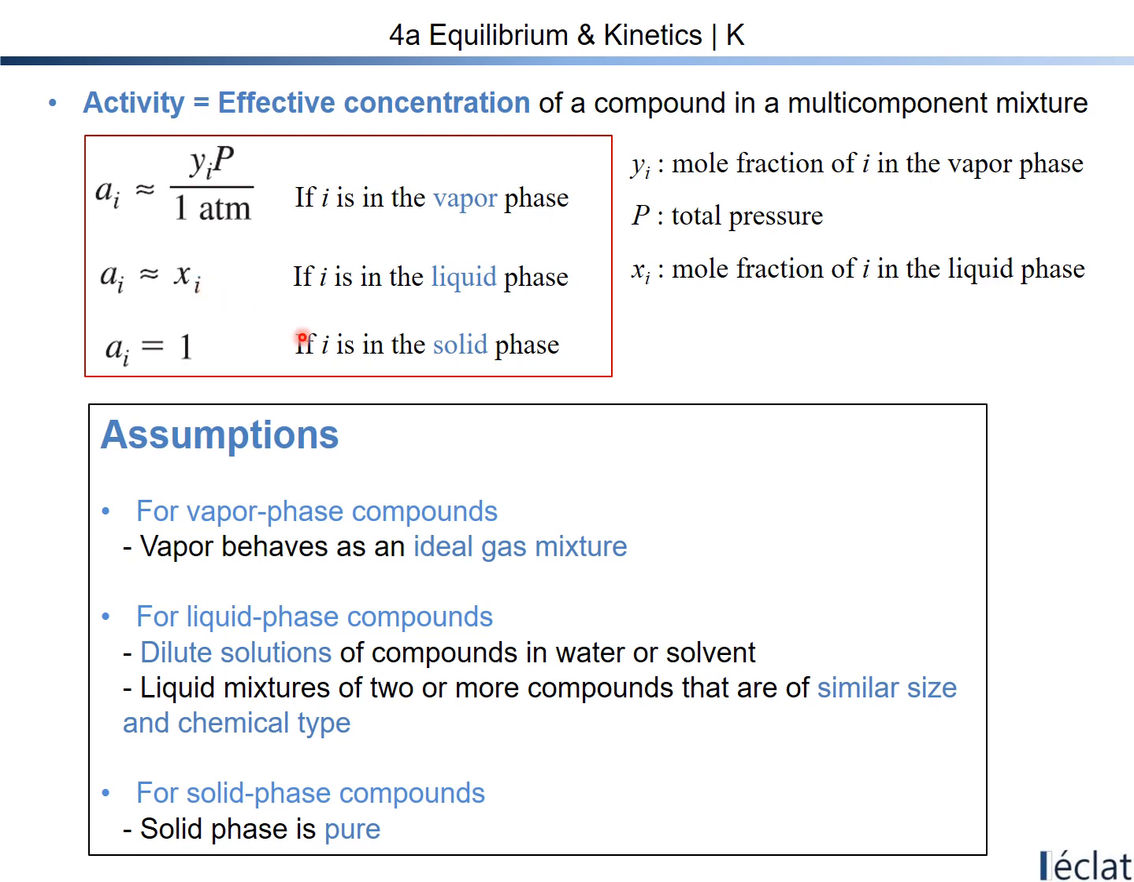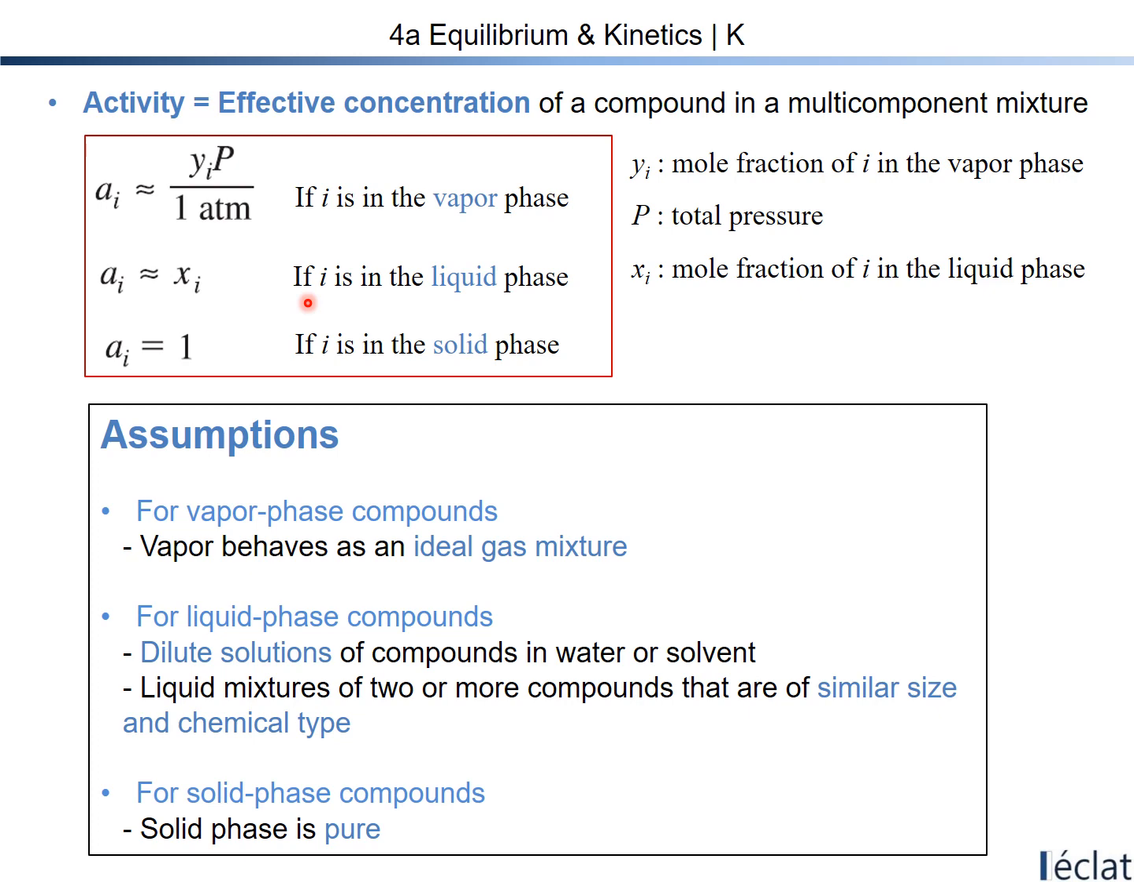The next one is solid. Independent of the identity of the species I, if you have a solid, its activity is equal to 1. Please memorize those three basic representations about the activities.